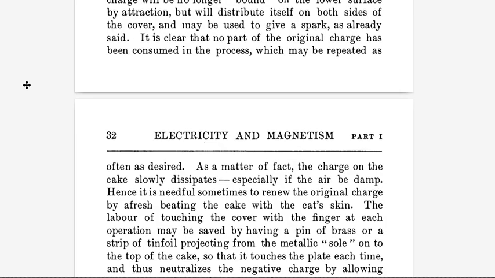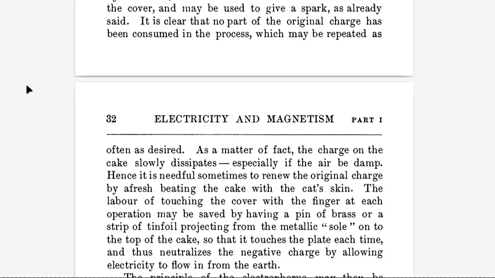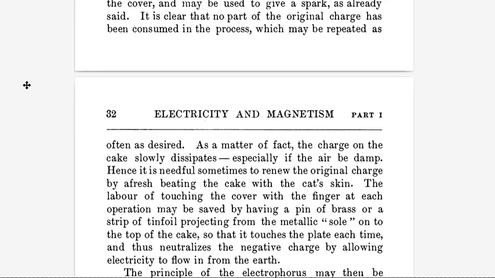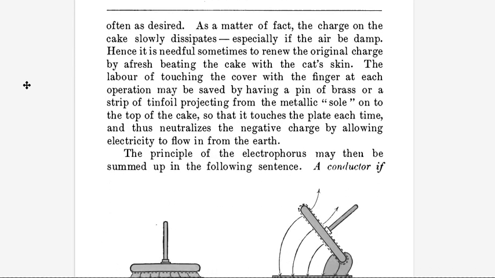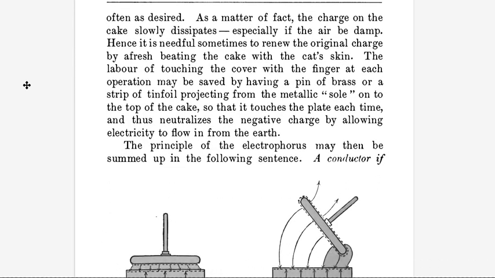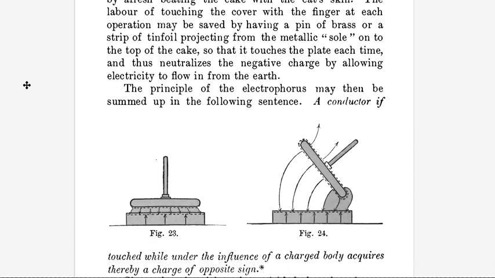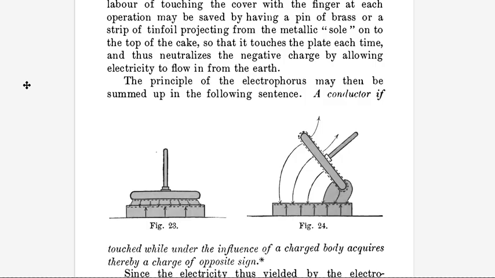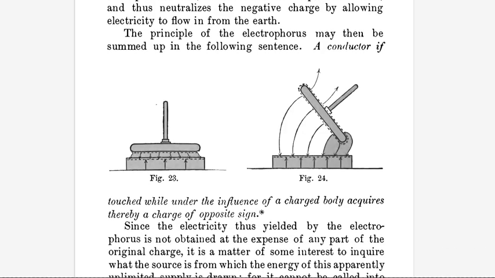It is clear that no part of the original charge has been consumed in the process, which may be repeated as often as desired. As a matter of fact, the charge on the cake slowly dissipates, especially if the air be damp. Hence it is needful sometimes to renew the original charge by afresh beating the cake with the cat's skin. The labor of touching the cover with the finger at each operation may be saved by having a pin of brass or a strip of tinfoil projecting from the metallic sole onto the top of the cake, so that it touches the plate each time, and thus neutralizes the negative charge by allowing electricity to flow in from the earth. The principle of the Electrophorus may then be summed up in the following sentence.